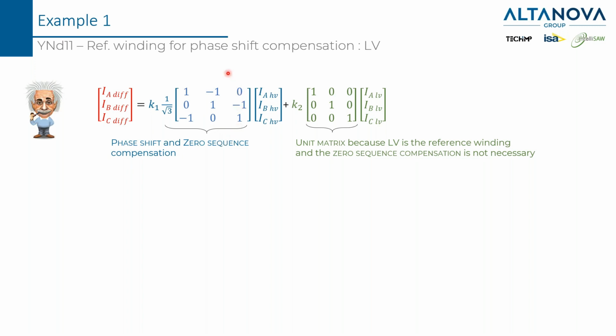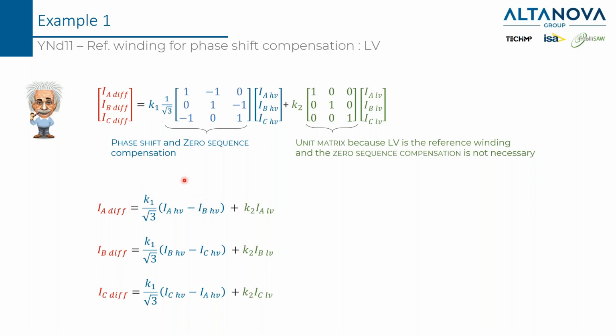We must not forget that we always have to define who is the reference winding for the phase shift compensation. In this example, the phase shift compensation uses the low voltage side as a reference. So the low voltage currents are multiplied by the unit matrix. These are the same equations, but more explicit.